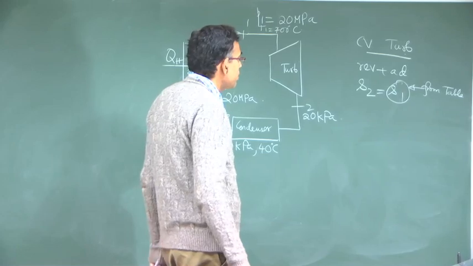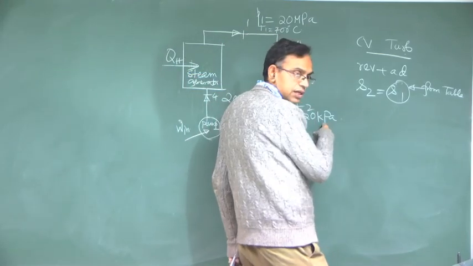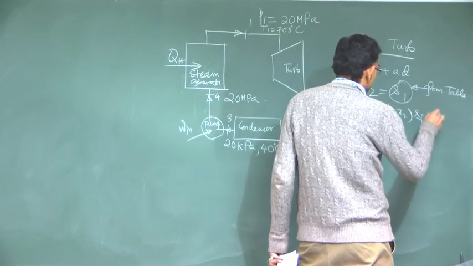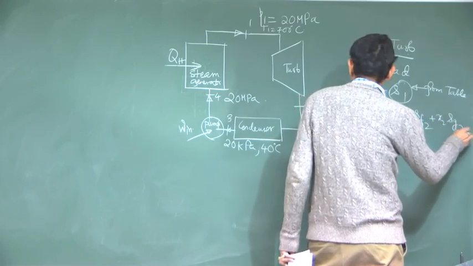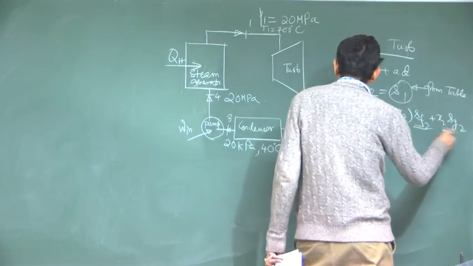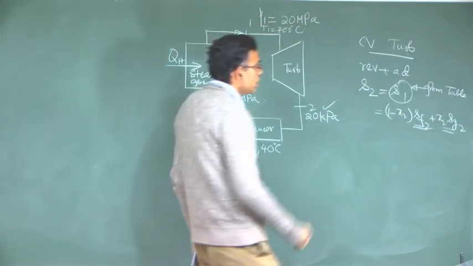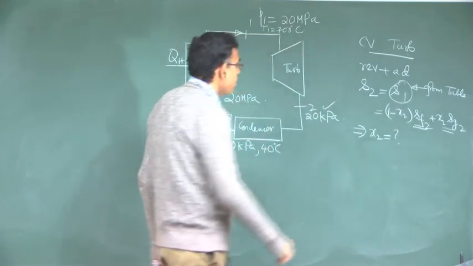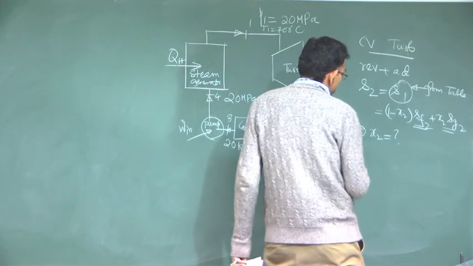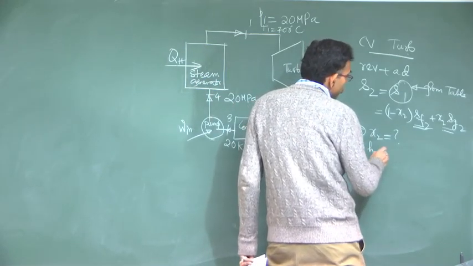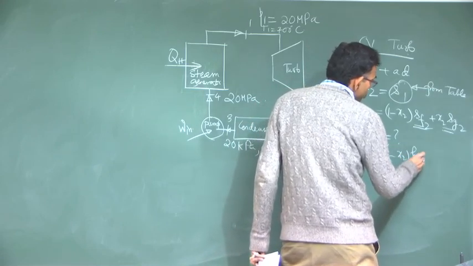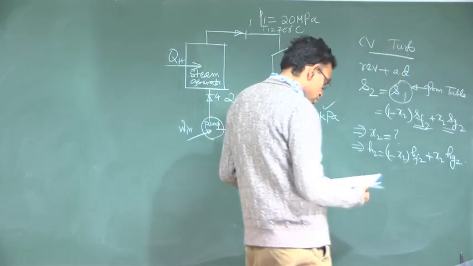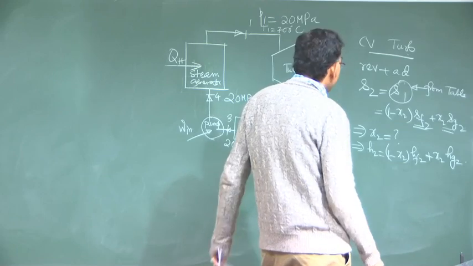Once you get S1 from table, S2 now is in the two phase region, we have solved a similar problem. So, this is (1 minus X2) into SF2 plus X2 into SG2. SF and SG are calculated at 20 kPa from the table. So, that will give you X2. Once you calculate X2, you can calculate H2, which is (1 minus X2) into HF2 plus X2 into HG2. HF and HG are again from the table. So, H2 you can calculate.